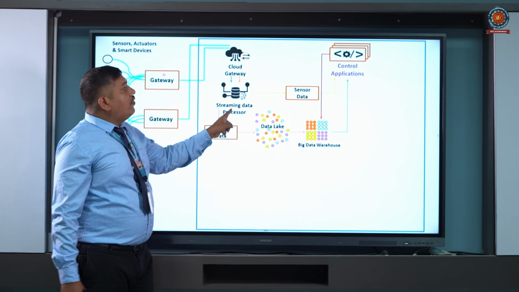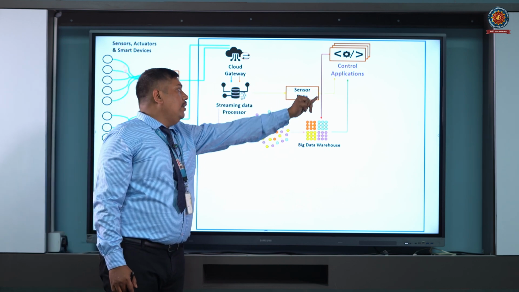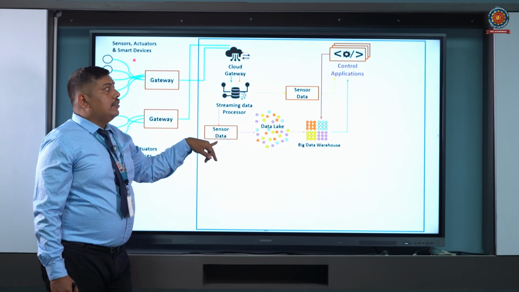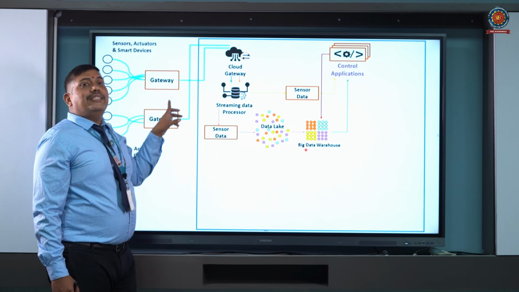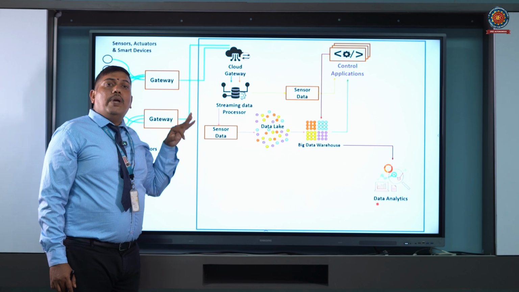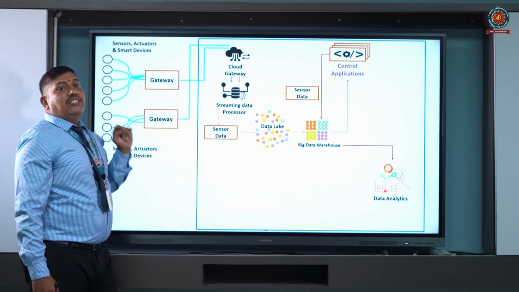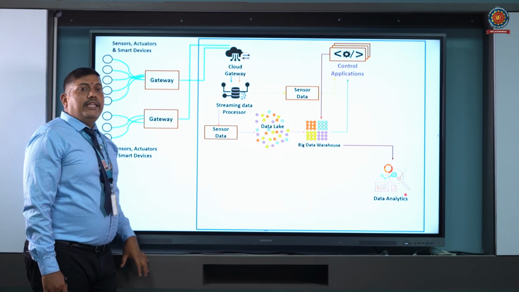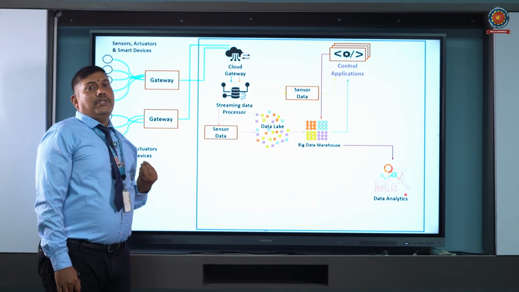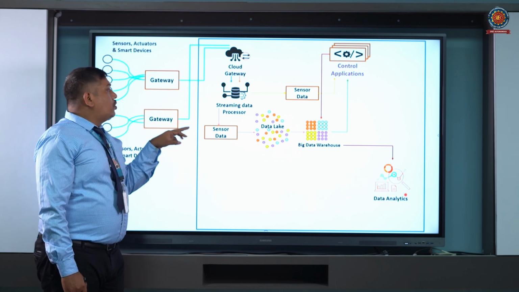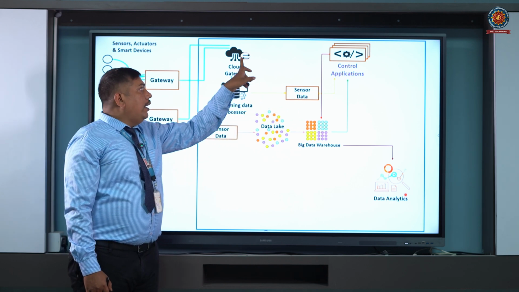Between that total information, here you can observe the diagram: the streaming data processing, sensor data and controlling the application. So the sensor data and data lake and big data warehouse. These are all interlinked. The interlink means the given information is from where? The sensors, actuators and smart devices. These are collecting information. The collected information, through gateways, you transfer to the controller and cloud.